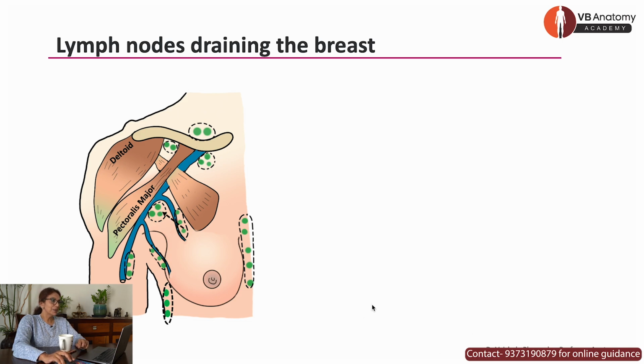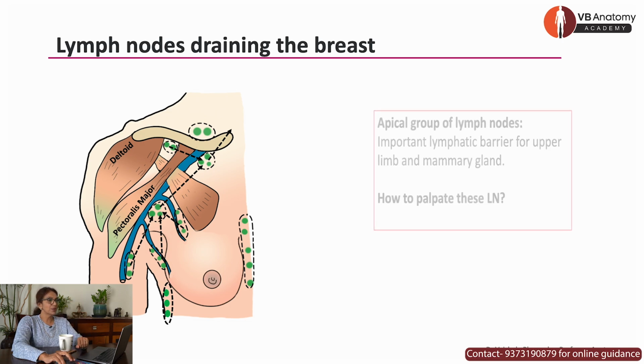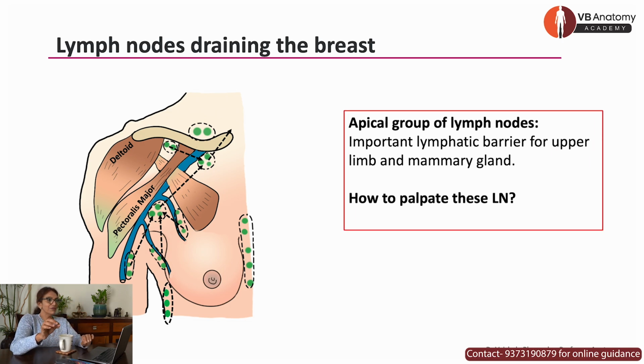Lymph nodes draining the breast drain in this manner. Anterior, posterior, lateral drain to central, which drains to apical. Apical also receives lymph from the infraclavicular lymph nodes, and then it passes it upwards. So, the apical group of lymph nodes is an important lymphatic barrier for the upper limb and mammary gland. So, we must know how to palpate these. One hand inside the patient's axilla, the other hand palpating the apical lymph nodes from the surface.